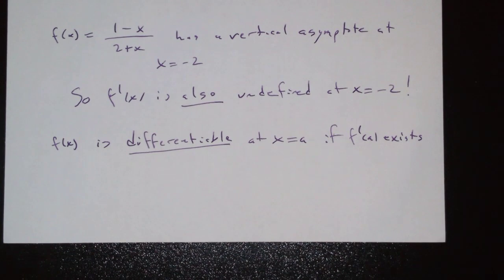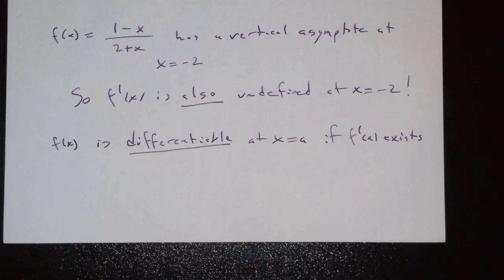Continuous was a three-pronged thing, right? We had to have a limit, we had to have a value, and they had to match. Differentiability, being differentiable, requires a little bit more than being continuous. It requires not just f and the limit as we approach on f, but the tangent line. So there's more added. Being differentiable is a stronger idea than just being continuous.